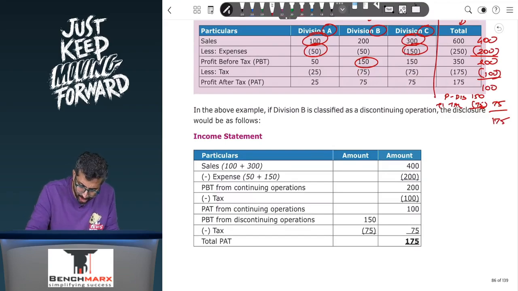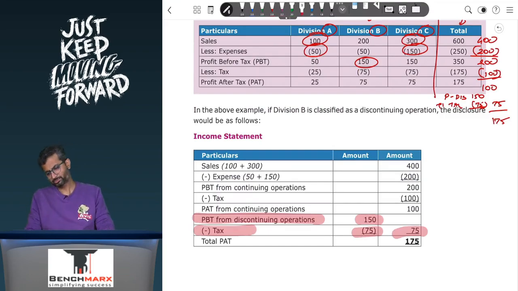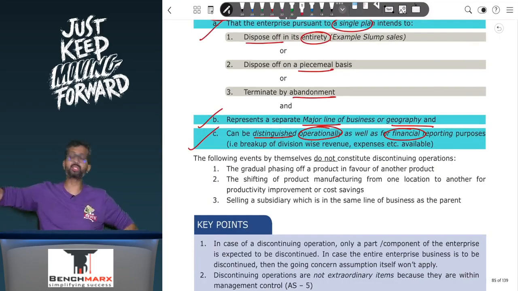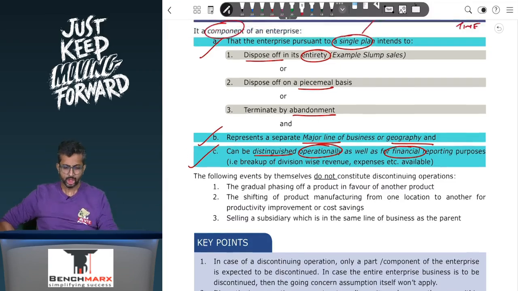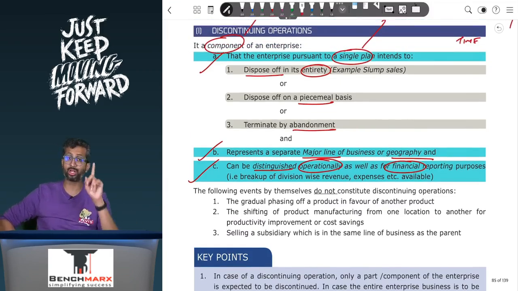This will be shown as single line items, and hence a reader can now better gauge what the future revenue etc. would be after segregating the impact of a discontinuing operation. Hence the third criteria says you should be able to distinguish and separate out what will be the profits etc. for the discontinuing operations. So again, a discontinuing operation is a component or a division or a segment of an enterprise which, pursuant to a single plan, is likely to be sold entirely or through piecemeal or through an abandonment.